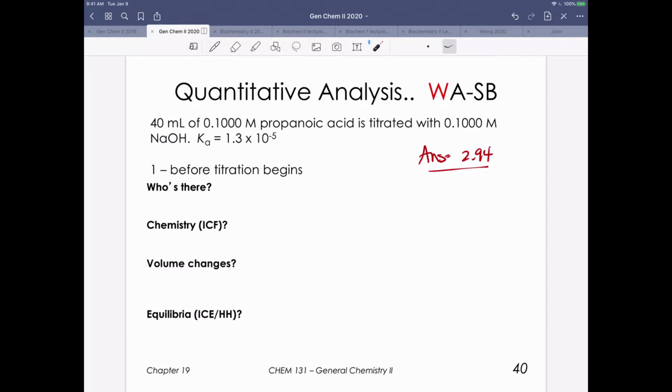But obviously before the titration begins, the only thing that we have in solution is 0.1 molar propanoic acid. And so this becomes like a chapter 18 problem. Like in chapter 18, if I asked what's the pH of a 0.1 molar propanoic acid solution, given this Ka value, you should be able to tell me what that pH is. So go ahead and try and see if you can get a pH of 2.94. If you're struggling, again, let the video play and you'll see a worked out solution.